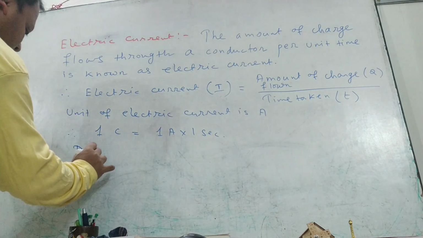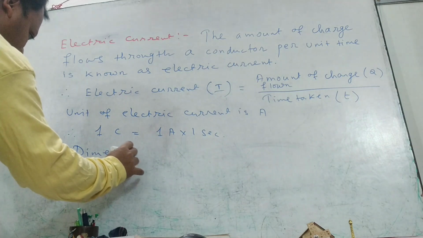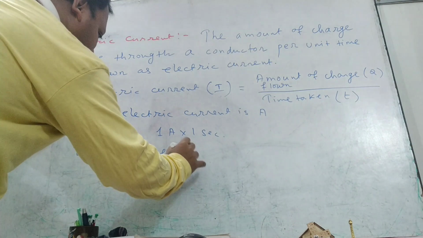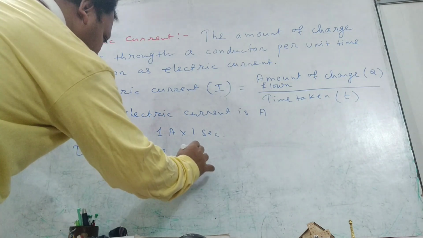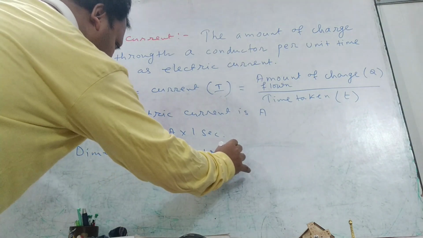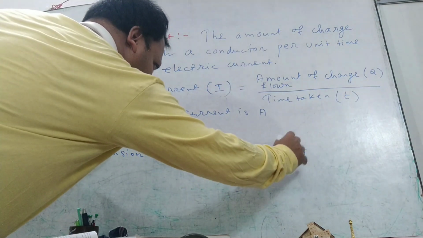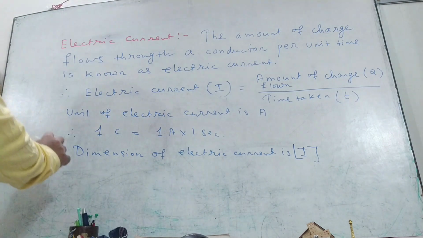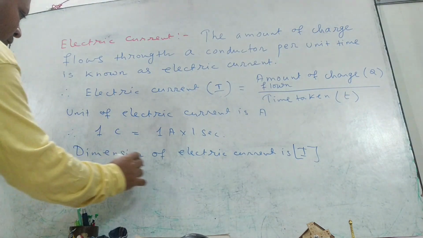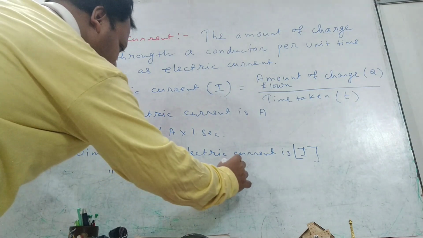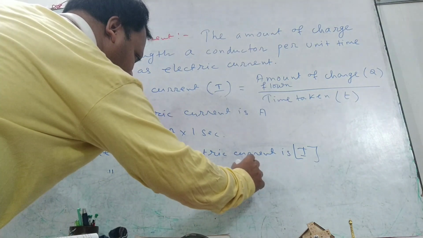Dimension of electric current is I. Therefore, dimension of charge is I into T.